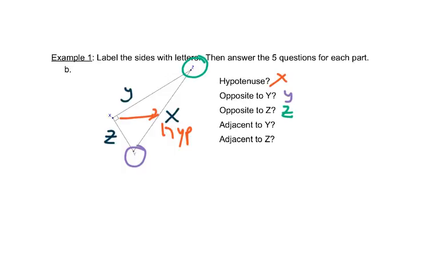Adjacent to y, so again, adjacent means next to, but not the hypotenuse. We've already got the hypotenuse labeled, so adjacent would be z. And adjacent to z, so it can't be the hypotenuse, would have to be y.